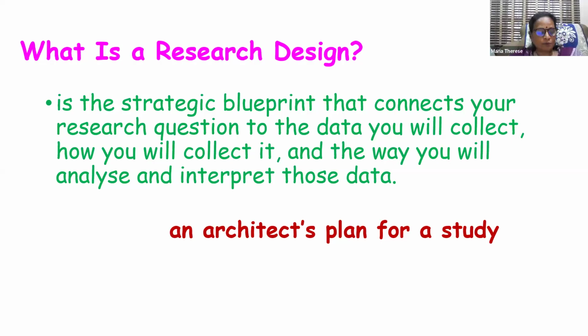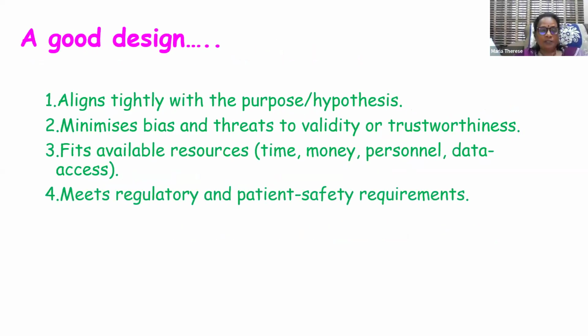So how should a good research design be? As I told already, it directly supports your hypothesis. What is your prediction? What are the assumptions you have made before you conduct the study? And it minimizes the bias, works with your available time and resources, and meets the ethical and safety requirements. For instance, if the study aims to test a new medication, the design should include randomization, a proper control group, and safety protocol to protect the participants.